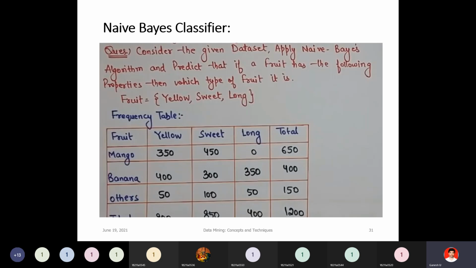In every classification method we will find out which class it belongs to. Here, which fruit does it belong to? What is that fruit? Yellow, sweet and long. Three conditions satisfied. What is that fruit? Those fruits are nothing but classes: mango class, banana class, other class. For these, we have to find out which class the fruit belongs to.